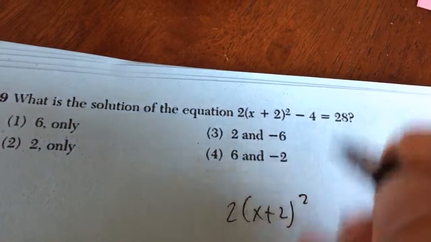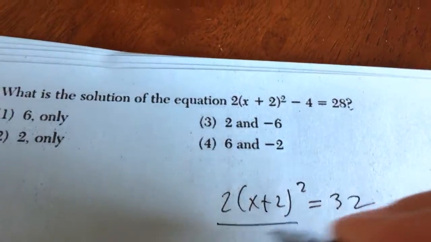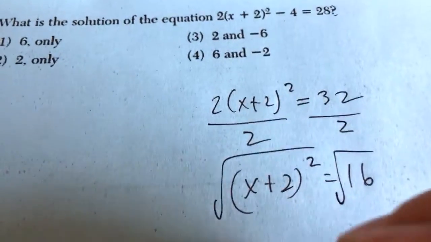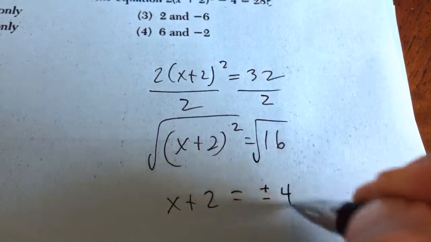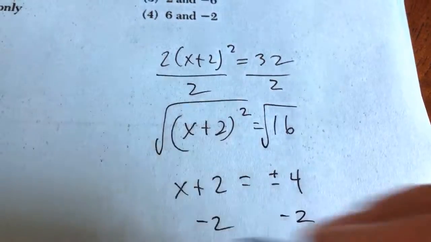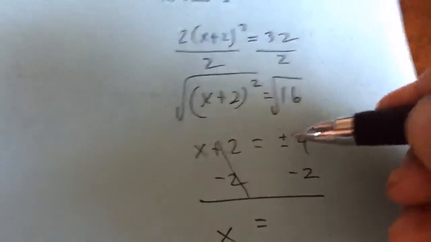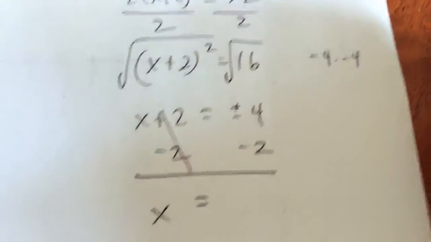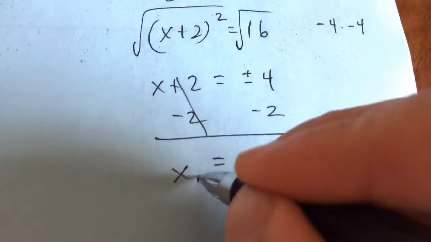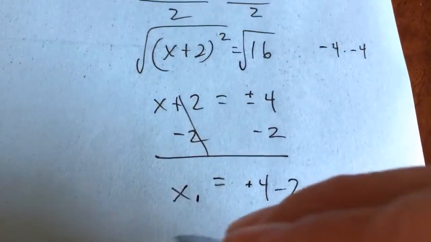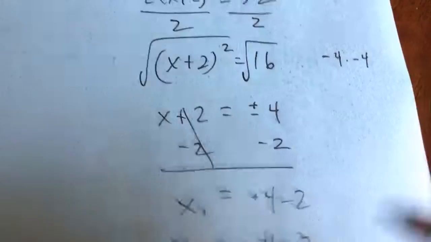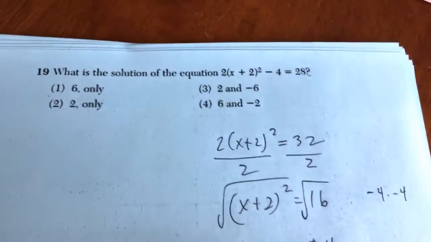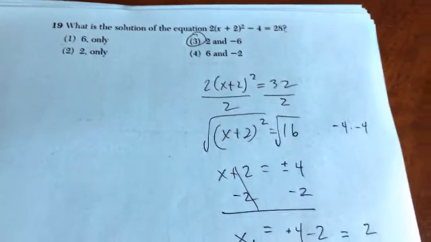I'm going to start by adding 4 to the other side. Divide by 2. I'm going to square root. I get x plus 2 equals plus and minus 4. I'm going to subtract 2. The reason why it's plus and minus 4 is because the square root of 16 is positive 4, yes, but it could also be negative 4, because negative 4 times negative 4 is positive 16. So what I'm going to do here is my first solution is positive 4 minus 2, and my second solution is negative 4 minus 2. Positive 4 minus 2 is 2, and negative 4 minus 2 is negative 6. So 2 and negative 6 would be choice number 3.